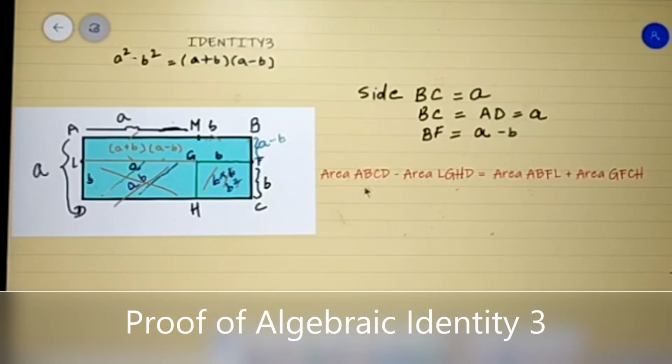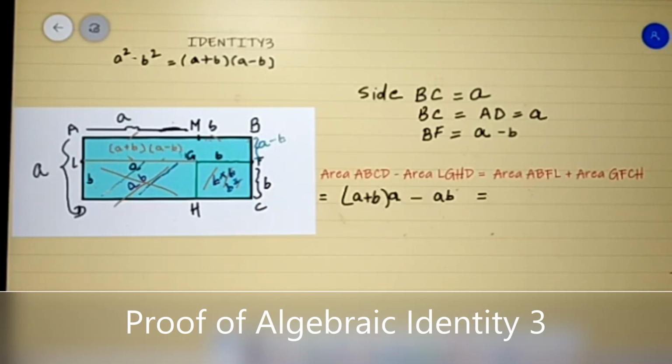Now we put the values for their area. We have the formula length into breadth for rectangle and side into side for square. So let's take out the area of ABCD. So the length is A plus B, and the breadth of this rectangle ABCD is A. So this is A into A plus B. This is area of ABCD. Then we have minus area of LGHD. Area of LGHD is AB. So we write minus AB, and that is equal to area of ABFL.